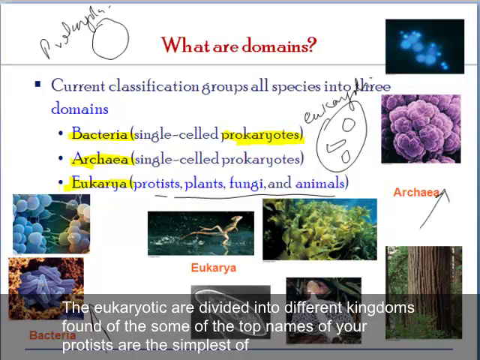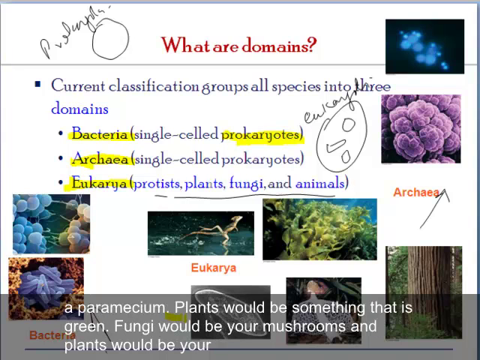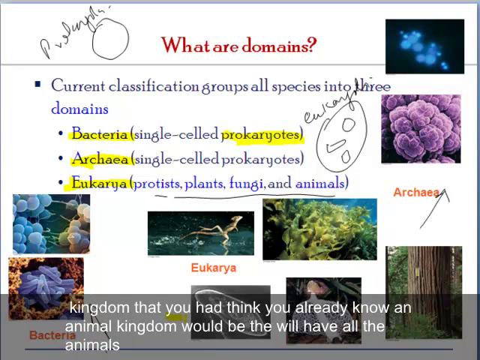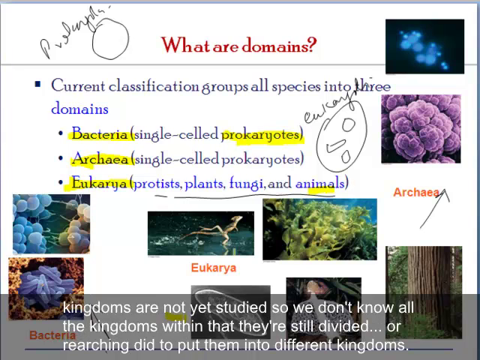Protists are the simplest ones. For example, an image of this is over here, a euglena or a chlamydomonas. Actually, this looks like a euglena, yeah, or a paramecium. Plants would be something that are green. Fungi would be your mushrooms, and plants would be the kingdom that you already know. The animal kingdom would have all the animals, whether they're birds, reptiles, mammals and so forth. So remember, there are three main domains. For the first two, bacteria and archaea, the kingdoms are not yet studied, so we don't know all the kingdoms within them. They are still researching to put them into different kingdoms.